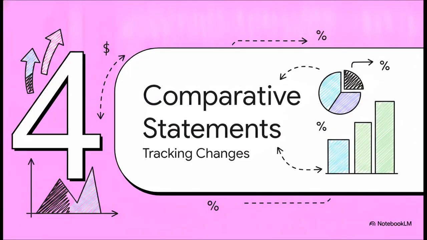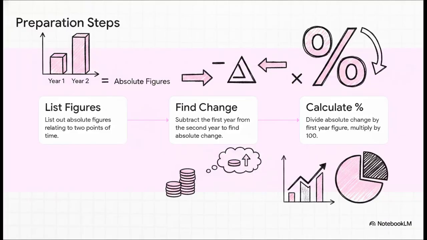Which brings us to section 4, creating comparative statements, tracking those changes over time. Our source material lays out this flawless 3-step preparation process to put this together. Step 1, just list out the absolute figures for your 2 years side by side in rupees. Super simple. Step 2, find the absolute change. Literally just subtract year 1 from year 2. Did the number go up or down, and by exactly how much?